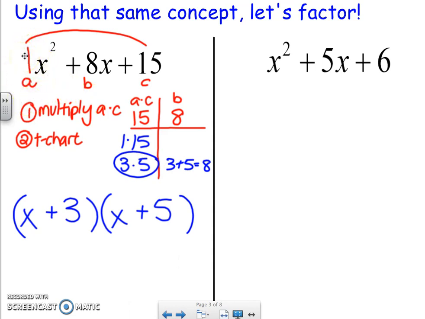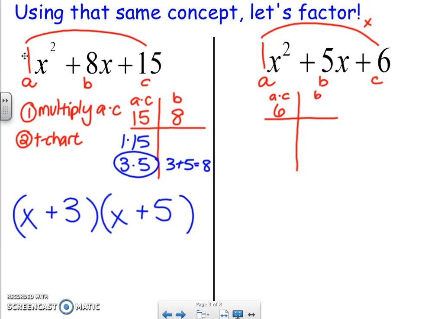Okay? So let's try this next one over here. So again, here is a 1, my a, b, and c. I'm going to multiply a times c. In my t-chart, that's going to go up here. So 1 times 6 is 6. And then my b term, which was a 5. Okay? So that's how you get the t-chart set up.